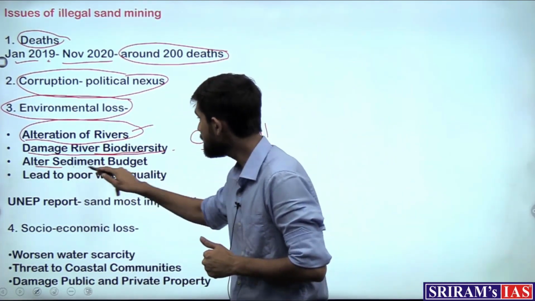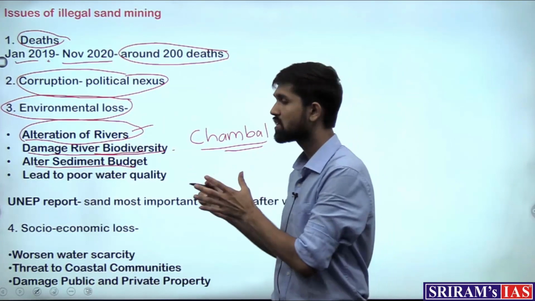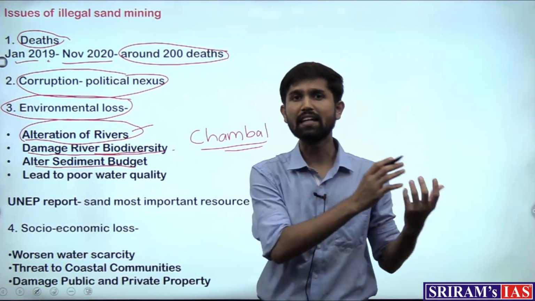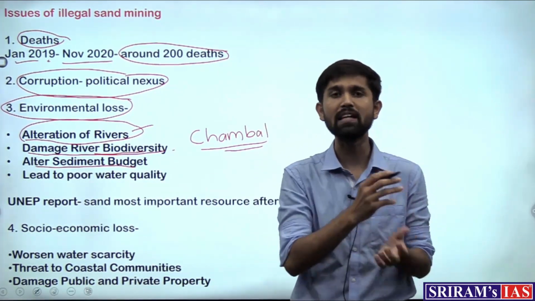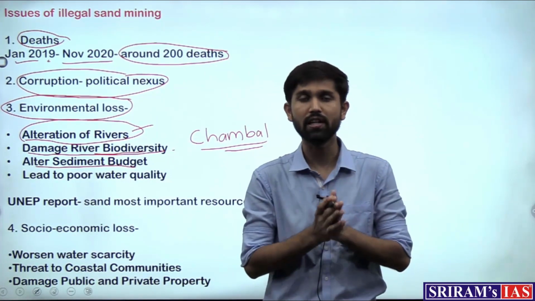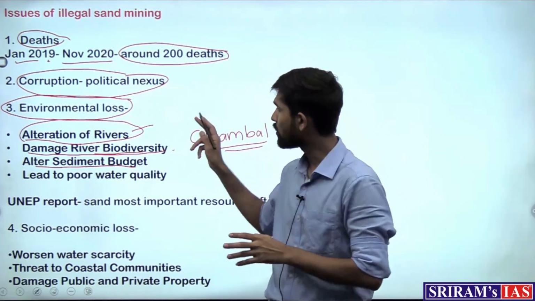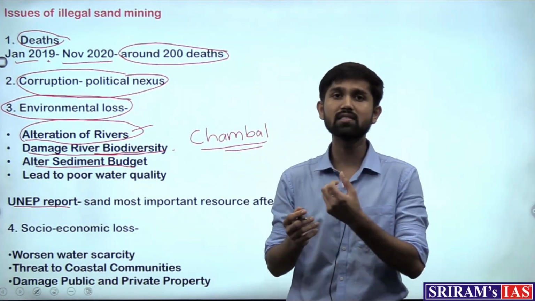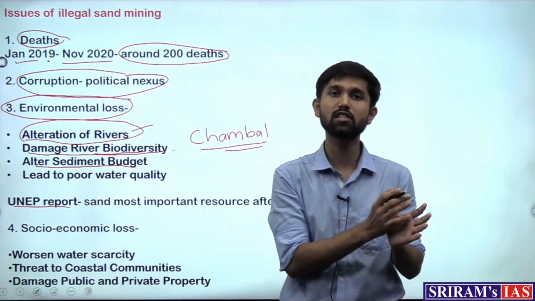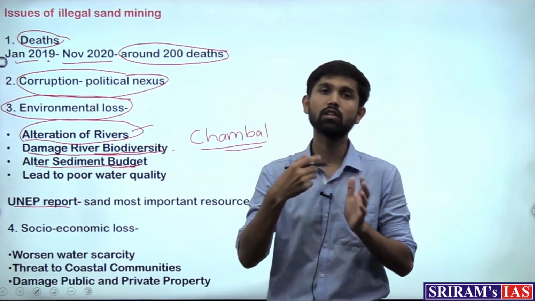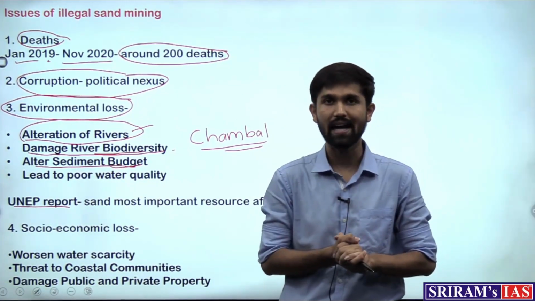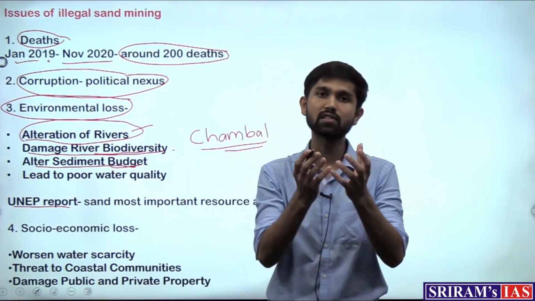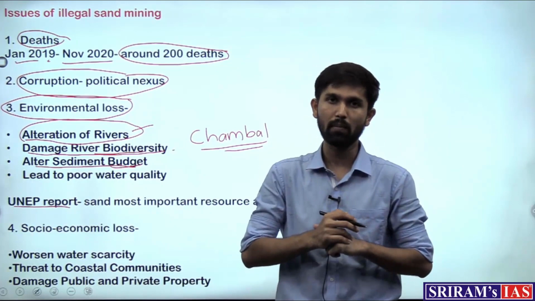And then it alters the sediment budget as well, right? Because of the unscrupulous extraction, sand is taken out at far higher speeds than the river system is able to replenish it. The UNEP report, which talks about sand and sand mining, says that sand miners take out sand at twice the speed required for the river's ecosystem to replenish itself. So the speed of taking out the sand is quite high and is not allowing the river system to rejuvenate itself with more sand.